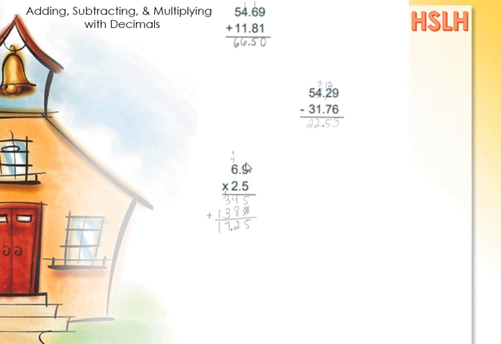We have to count 1, 2. If there were 3 numbers over here, you'd say 1, 2, 3, 4, and then you'd scoot that decimal over 4 times. So however many numbers are to the right, only the numbers to the right of the decimal, you have to count those, and that tells you how many spaces to bring your decimal over.